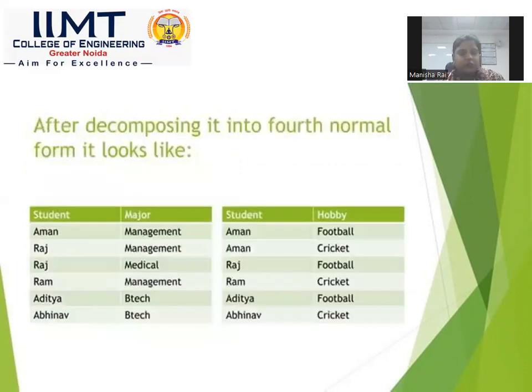In the first table, put a record of student and major, and in the second table, put a record of student and hobby. In the first table, student and major will be our combined primary key, and in the second table, student and hobby will be our combined primary key. Here, we removed the concept of multi-value dependency. Now we can say that our data represents itself in fourth normal form. It is capable of removing multi-value dependency and also partial dependency and functional dependency.